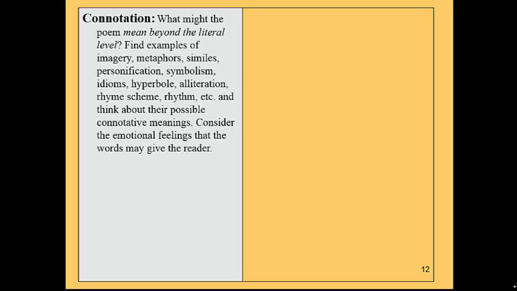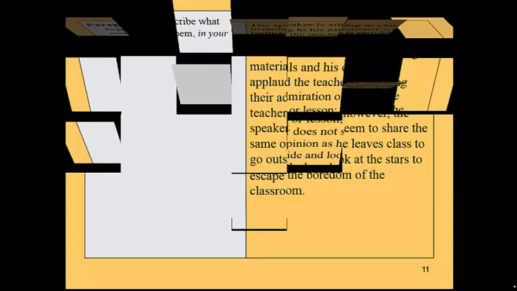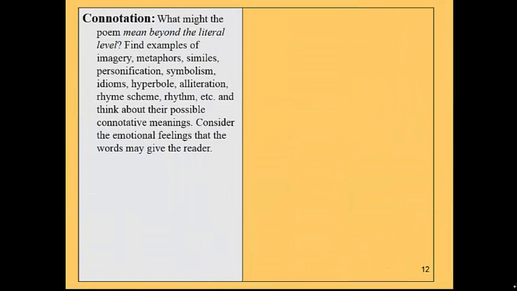Simple. Our next task, and this is one of the more difficult ones, is connotation. What might the poem mean beyond the literal level? So you notice that paraphrase, it's asking literally what happened in the poem, right? We're not interpreting. We're just asking, what happened? We need facts. Here, we are looking for the suggested.